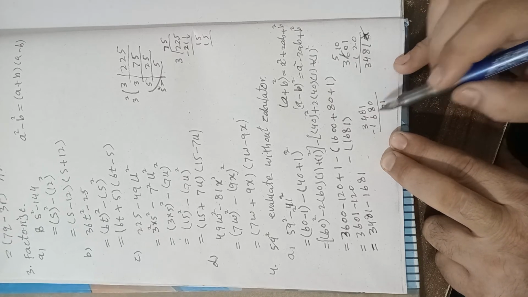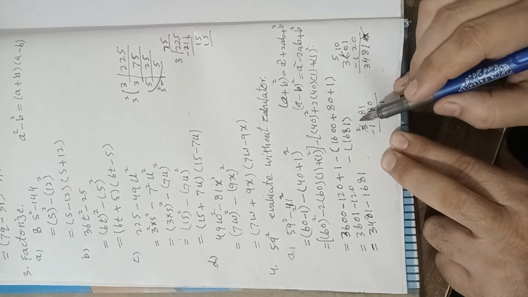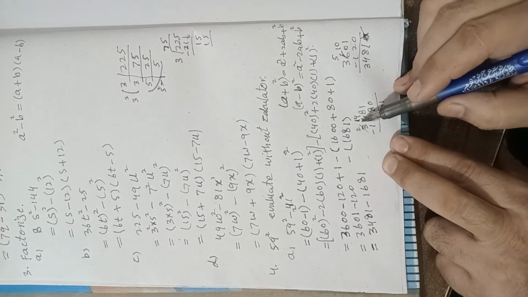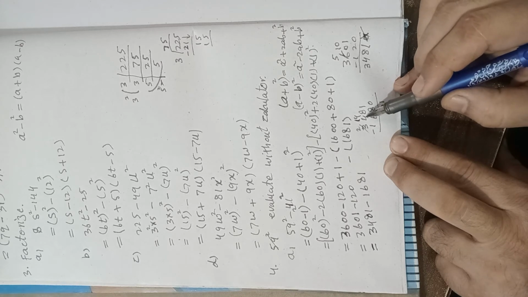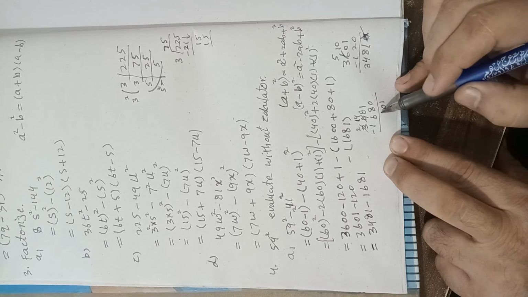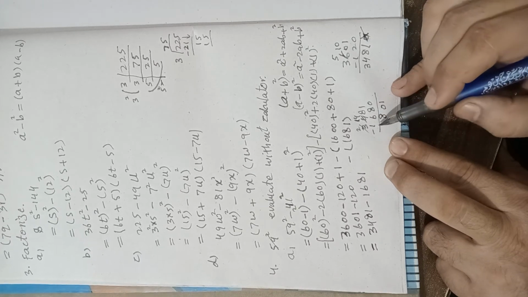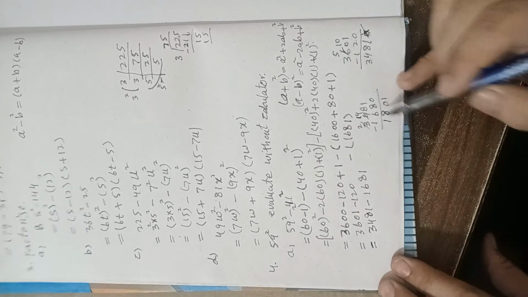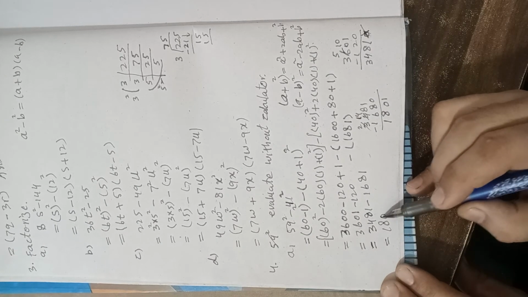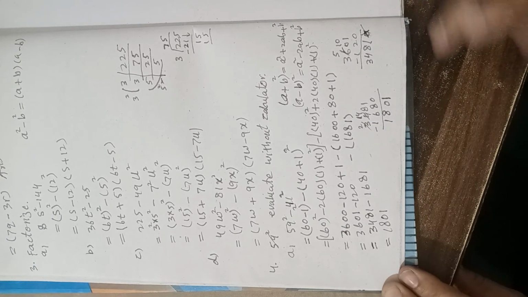And from 4 we can't subtract 6. Therefore, get carry from here. It will become 2 and it will become 14. When 1 is given to 4, it will become 14. So subtract 6 from 14, the answer will be 8, and from this 2 subtract 1, the answer will be 1. So our final answer is 1801. See, without using calculator, I have solved A part.